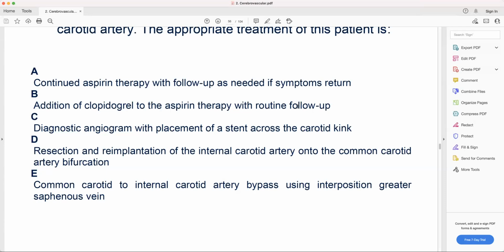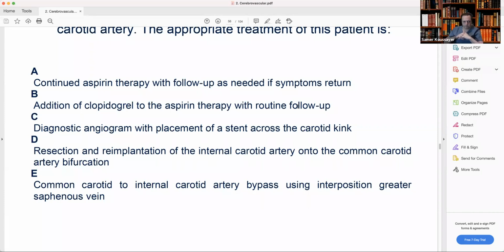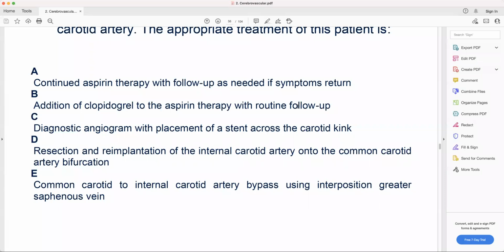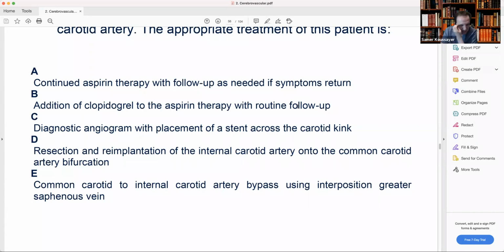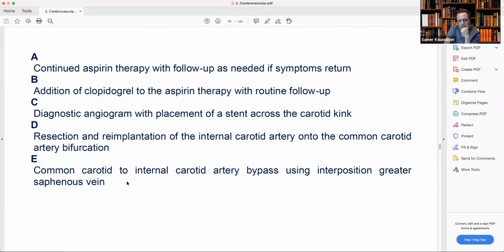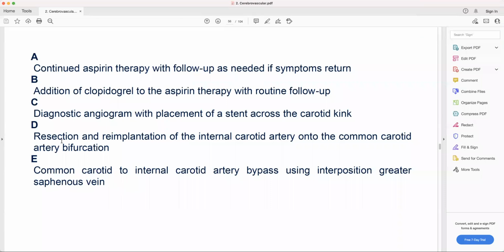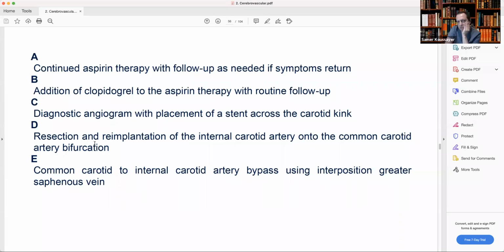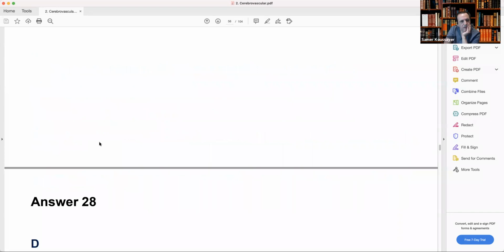Resection and reimplantation of internal carotid into the common carotid artery bifurcation. Sounds correct. Yeah, it's a proven technique. Common carotid to internal carotid artery bypass using interposition great saphenous vein. I don't think it will treat the kink. Yeah, it doesn't make sense really. It's too much to do. We can fix it with resection and reimplantation. Sometimes this question could even happen, but it doesn't make sense. So D, I think, would be the best answer. You just take it, cut the extra piece, and reimplant it. It's the best way.